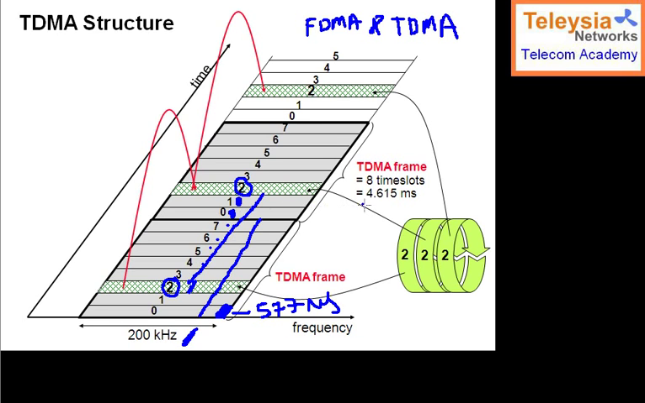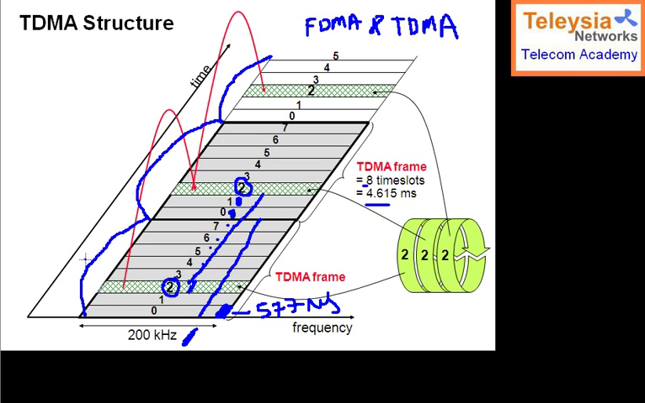One TDMA frame means 8 time slots, and that is 8 times 577 microseconds. You will get 4.615 milliseconds. So this is one TDMA frame, which has 8 time slots. This is another TDMA frame, and this is another TDMA frame.